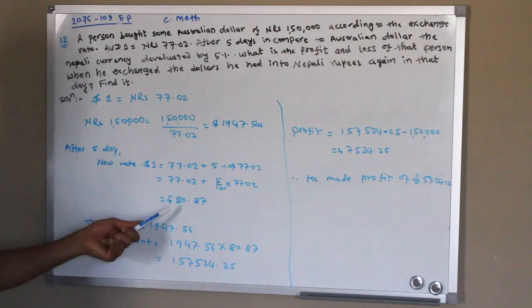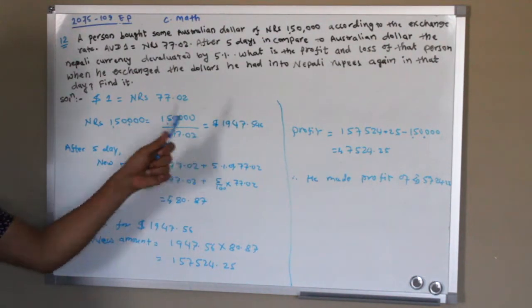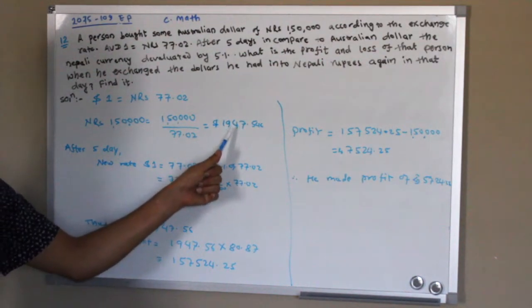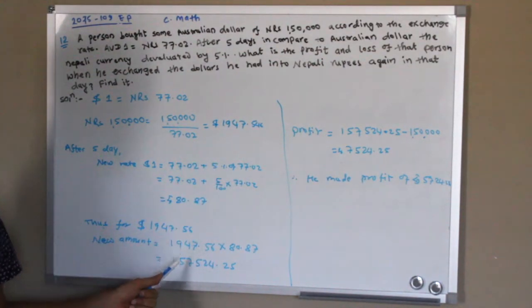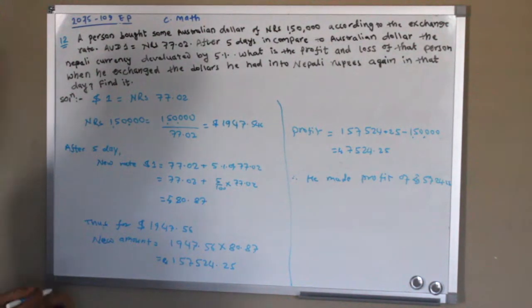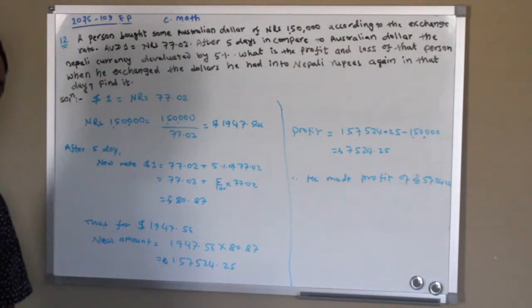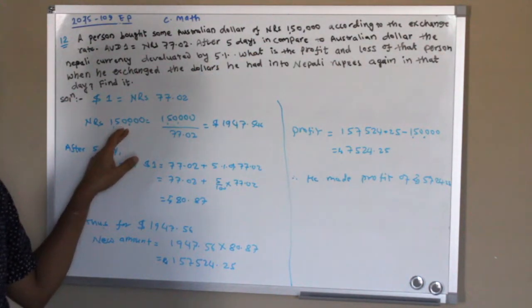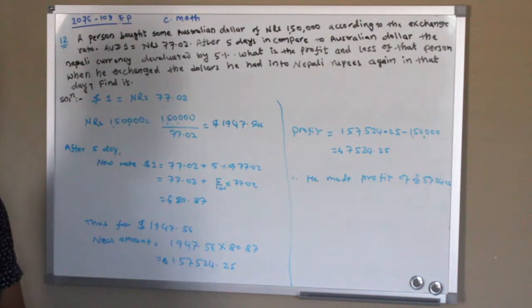Now, this is the new rate. How many dollars do you have? This much, and you want to sell it at this rate. So this dollar amount times this rate, he is making 1,57,524.25 rupees. Look at it, obviously, he purchased with 1,50,000. Now he's making 1,57,000. So there is a profit. So the profit is 7,524, which is your answer. Thank you.